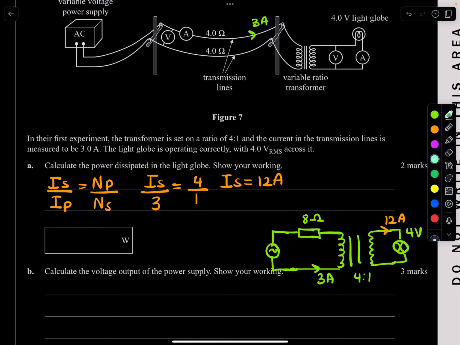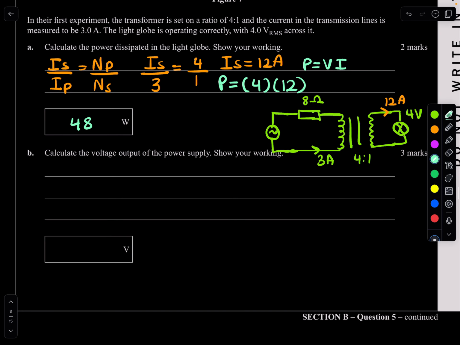Power is equal to voltage times current. Because we know the voltage is 4 in the light globe and the current that runs through it, we just multiply this and we get the power dissipated. So your voltage is 4 times your current, 12. So 12 times 4 gives me 48 watts of power that's dissipated.